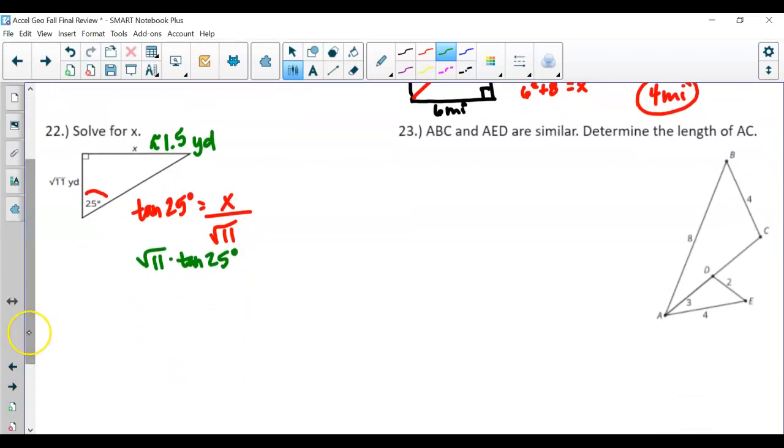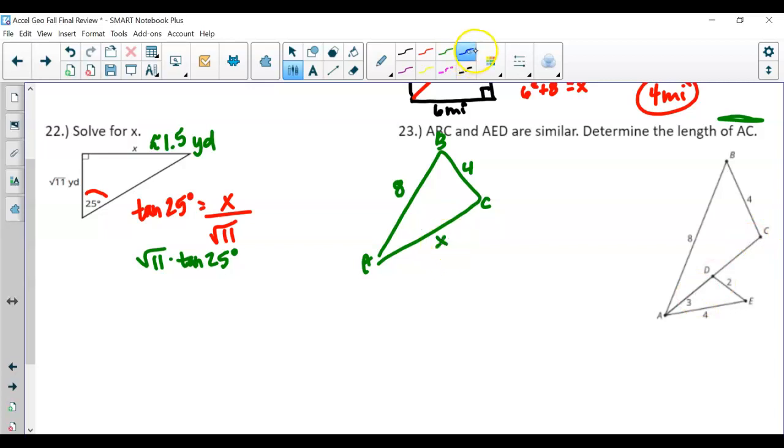So now 23. You're given that these two triangles are similar. If it's hard for you to see, then redraw. So A, B, C, where AB is 8, BC is 4, and AC is actually what we're looking for. We don't know this, so I'll put X here. Then I'll recreate AED, so it's in the same order. AED, ABC, AED. AE is 4, ED is 2, and AD is 3.